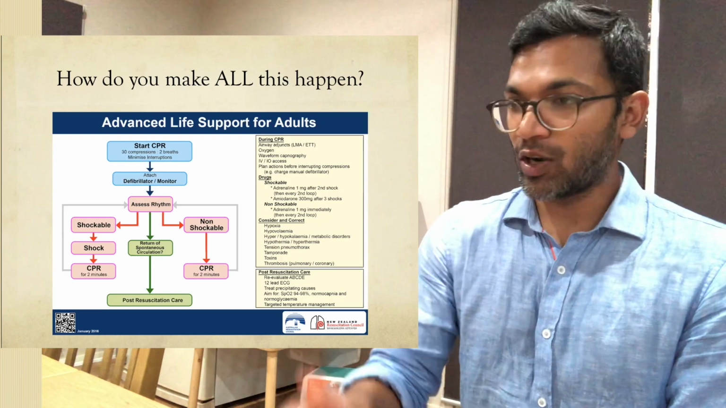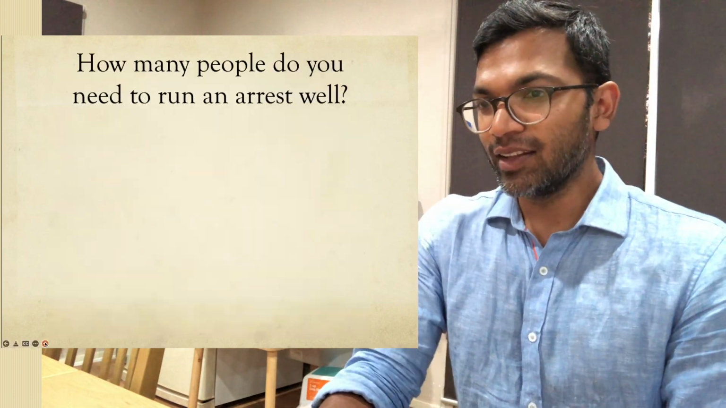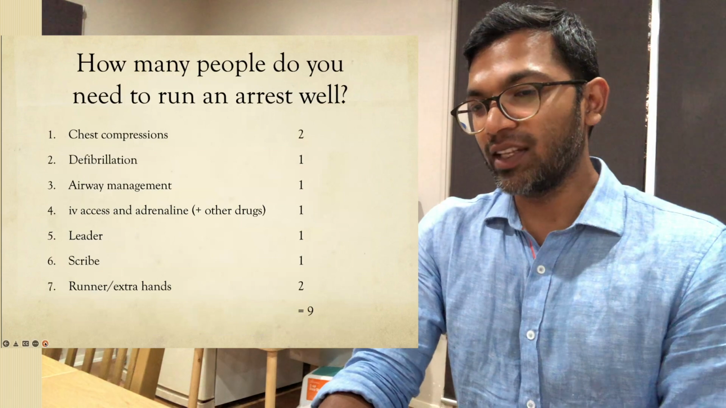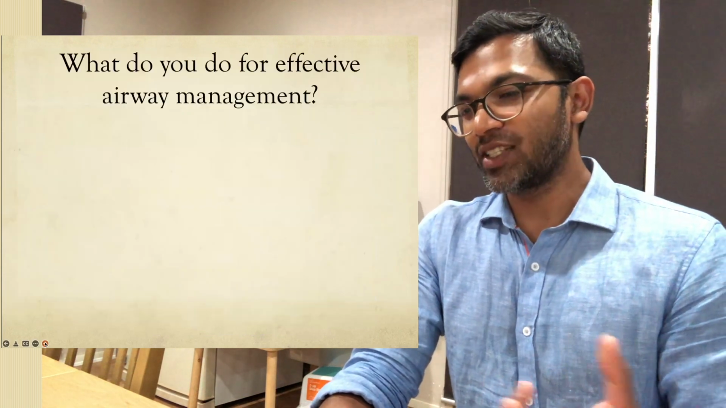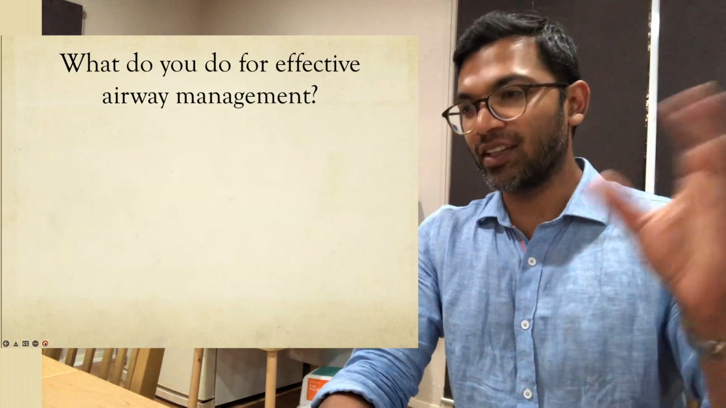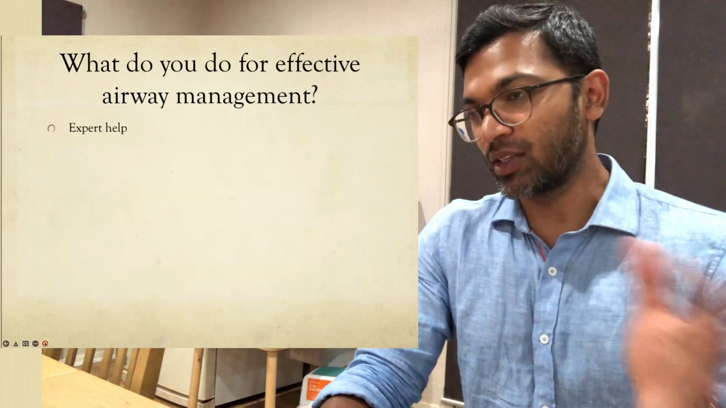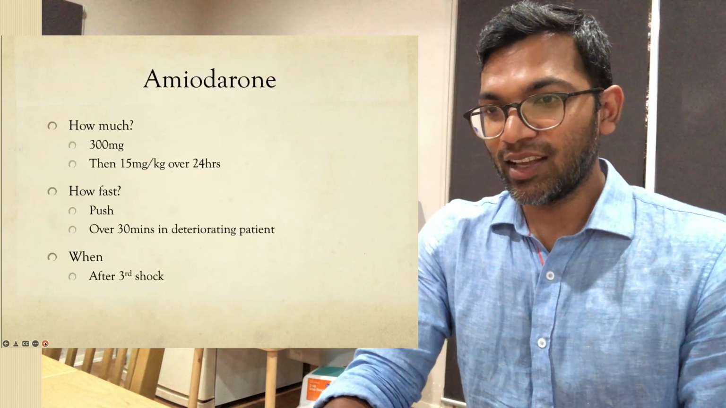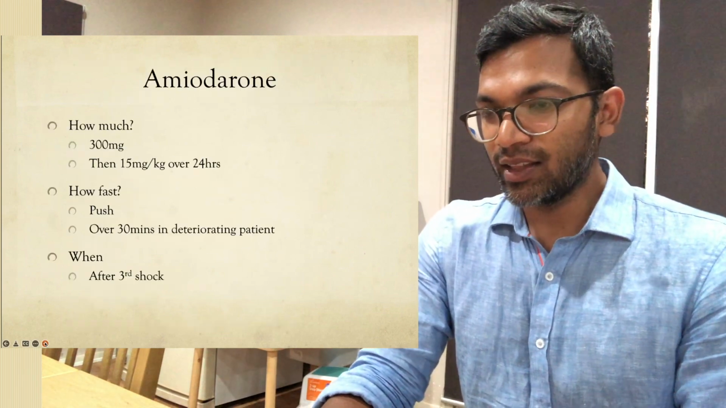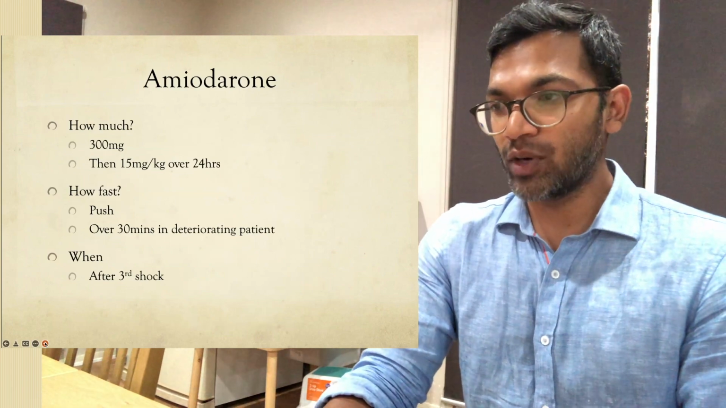And then you go straight back to chest compressions. And yeah, definitely when we're running these scenarios in real life and in our ALS courses, what's interesting is it just gets confusing after if there's different cycles. Amiodarone gets interesting as well. So amiodarone, 300 milligrams, then 15 milligrams over 24 hours.